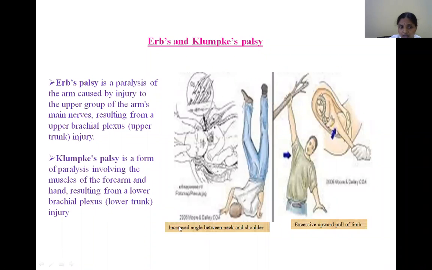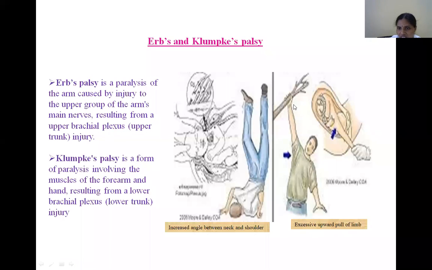So we can call this Erb's palsy an upper brachial plexus injury because it appears at the level of C5 and C6. Whereas the other palsy is Klumpke's palsy. In the case of Klumpke's palsy, what happens? It may also be acquired, for example during accidents. You see in this picture, the arm is just overhanging, right? In such a case, what happens? The arm is overstretched.